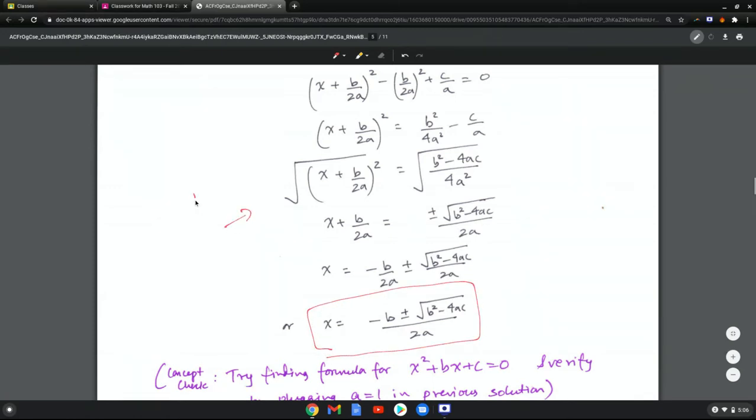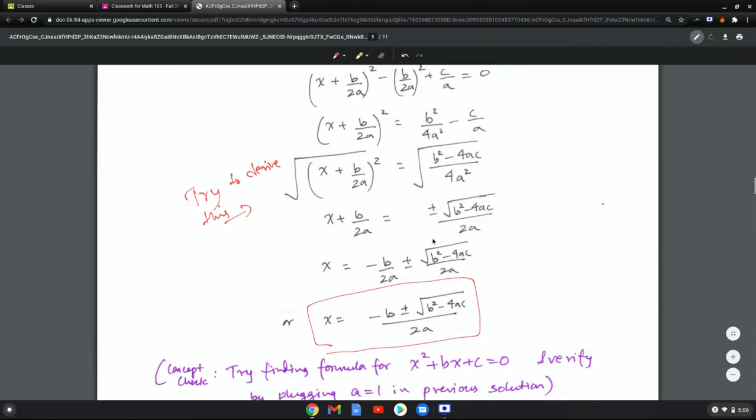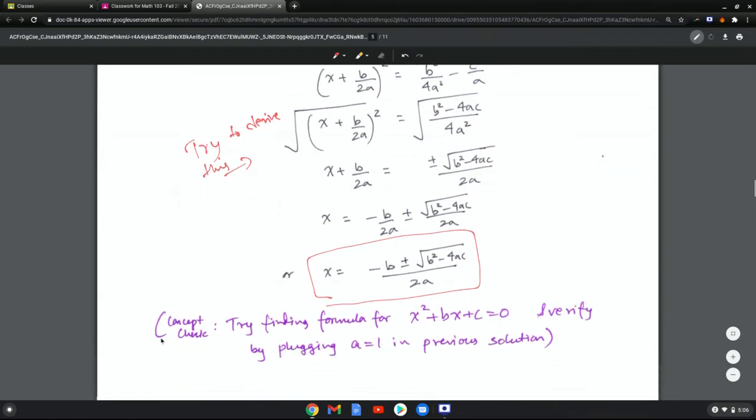Now it will be nice for you to try this on your own, or try to derive this, and then you can check your calculations with the notes here. Once you've done that, you can also do a concept check of trying to find a formula for x squared plus bx plus c, and then you can verify by plugging a equals 1 into this solution.